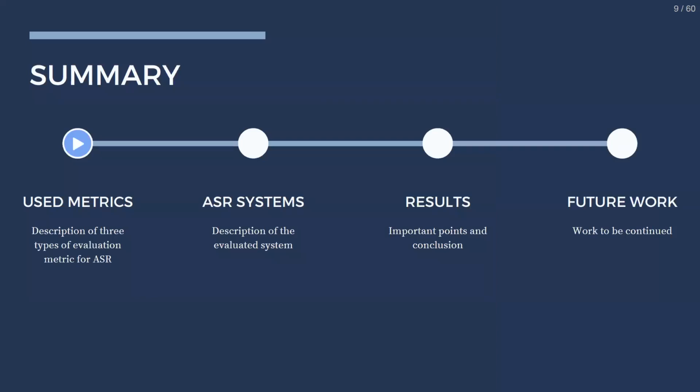So our plan is to take a look at the used metrics. I will present the ASR systems that we evaluate. We will take a look at the results and draw some conclusions. And finally, I will show you our ideas for any future work.